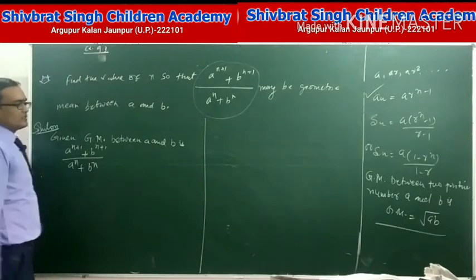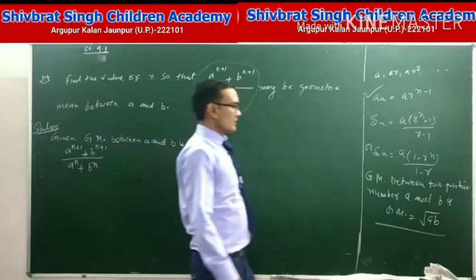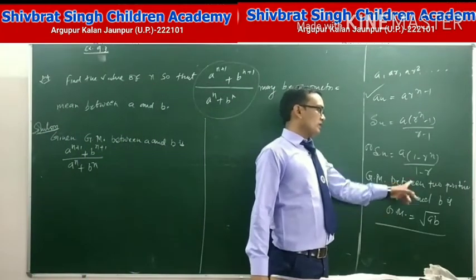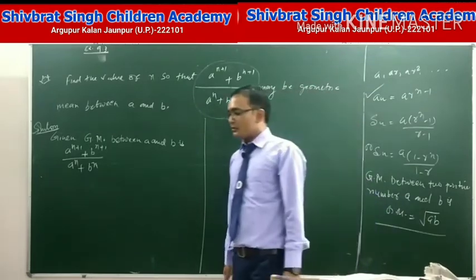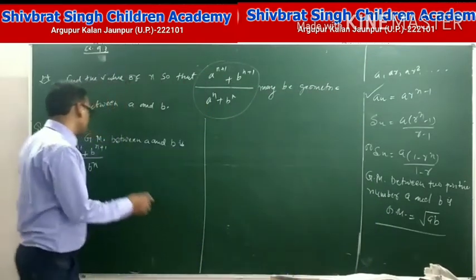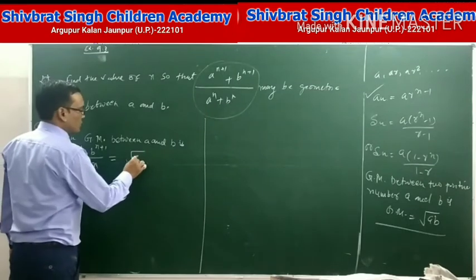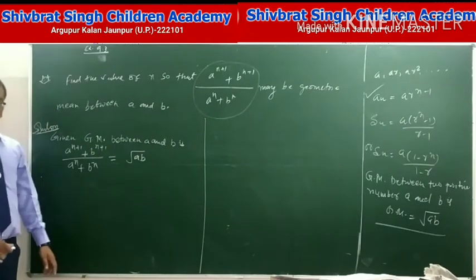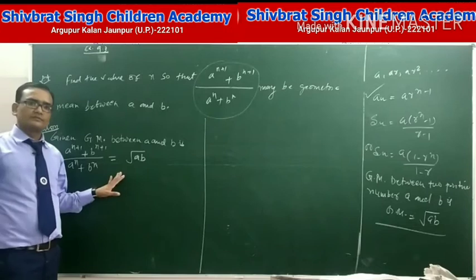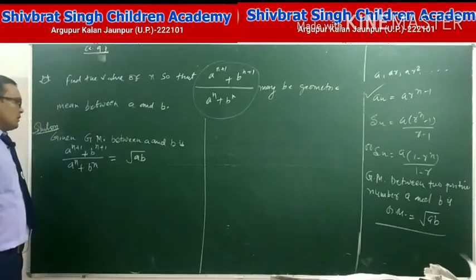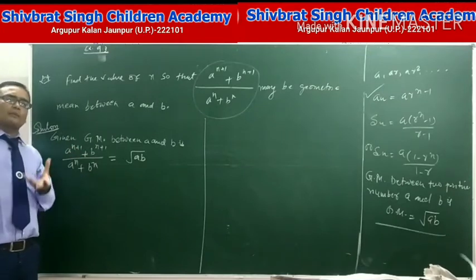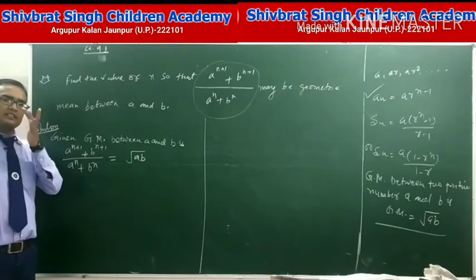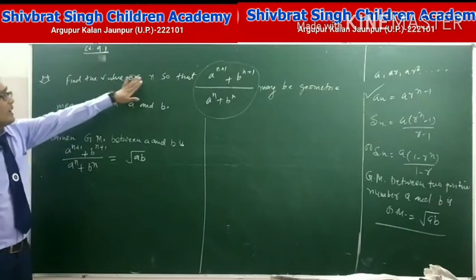we know that the geometric mean between two positive numbers a and b is square root ab, so this can be written as equal to square root ab. Understand, student? Now we solve this equation and find the value of n. Our target is to find the value of n.